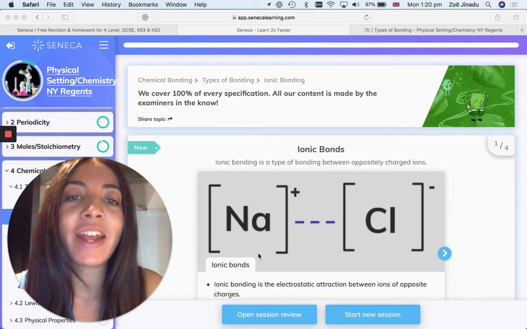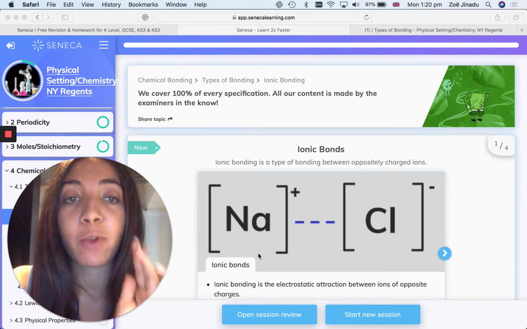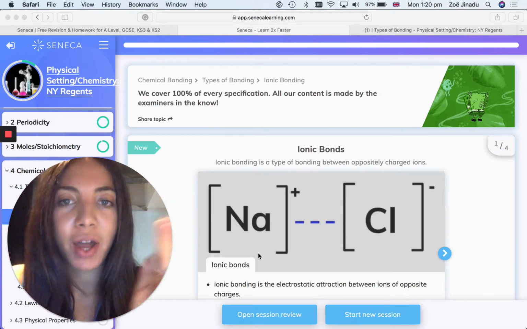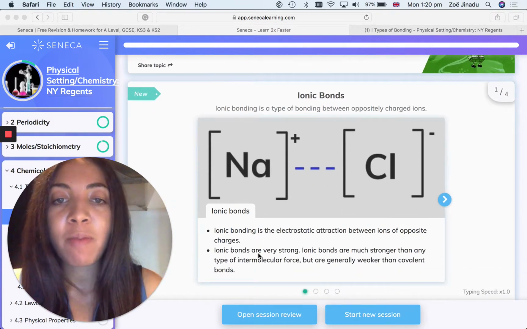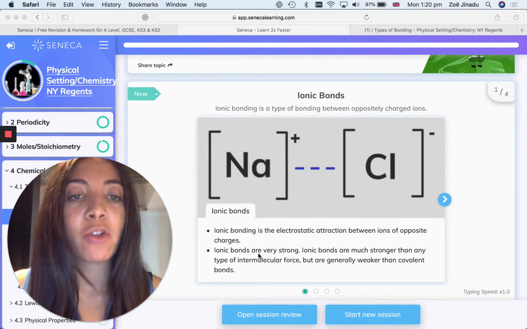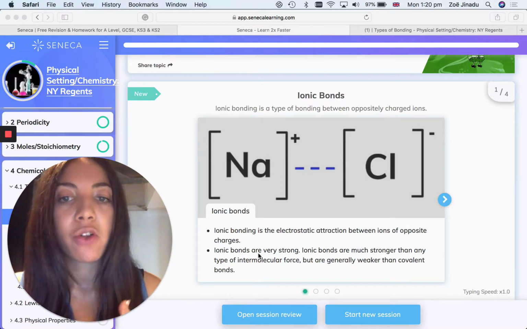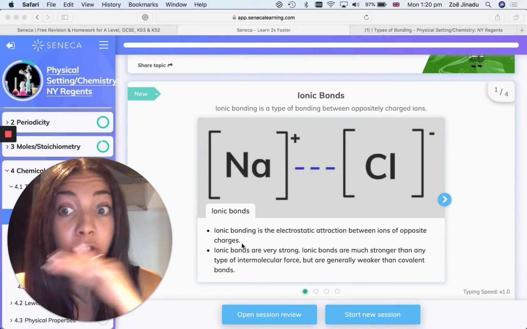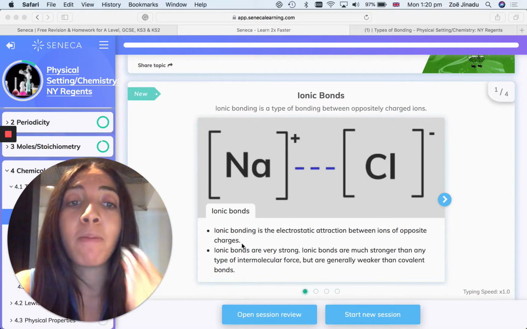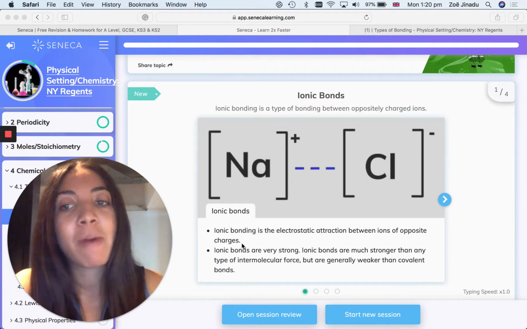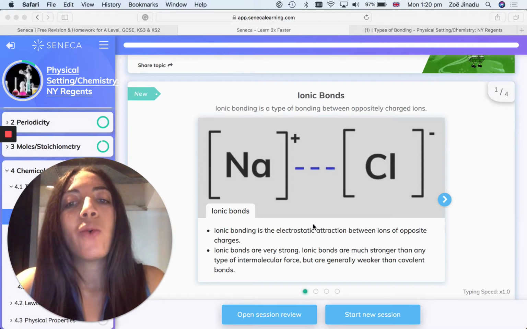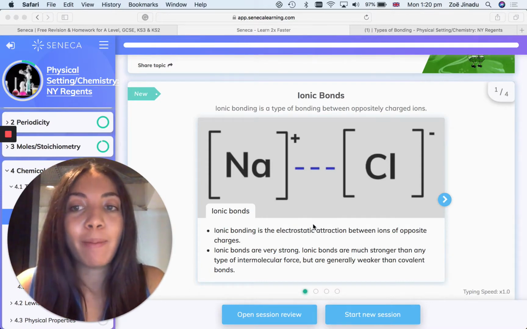Ionic bonding is a type of bonding that occurs between oppositely charged ions. Ionic bonding is the electrostatic attraction between ions of opposite charges. Ionic bonds are very strong. Ionic bonds are much stronger than any type of intermolecular force, but are generally weaker than covalent bonds.